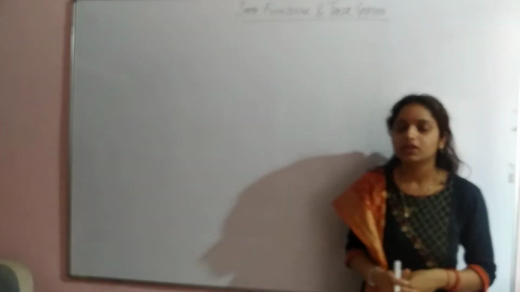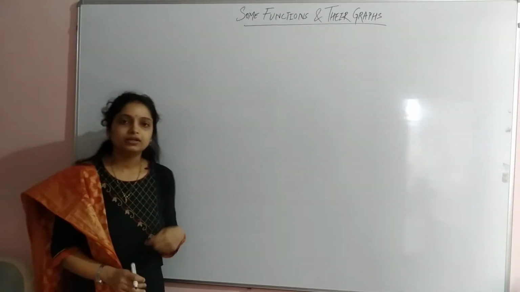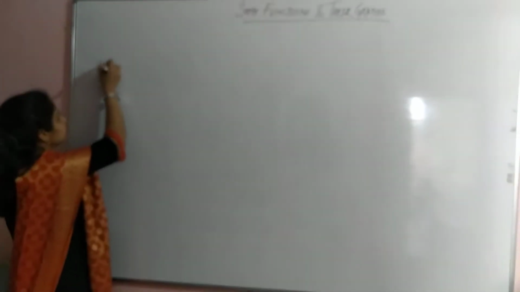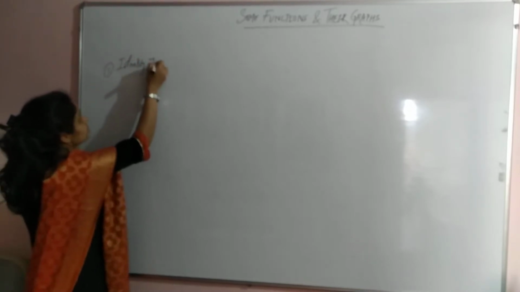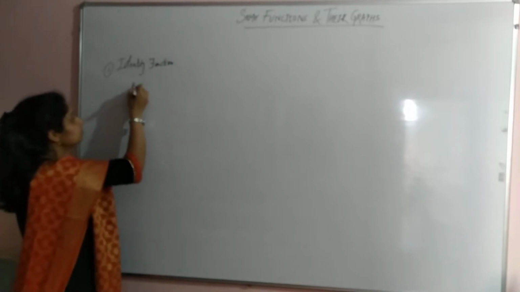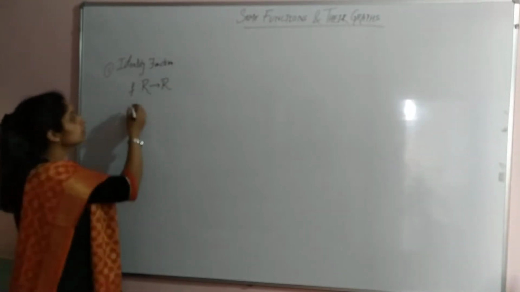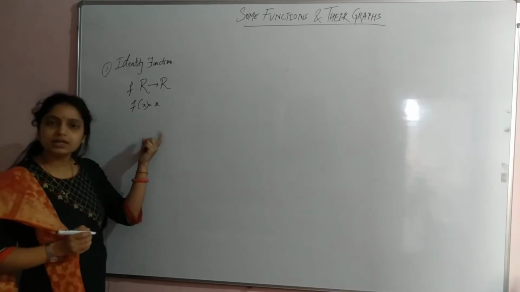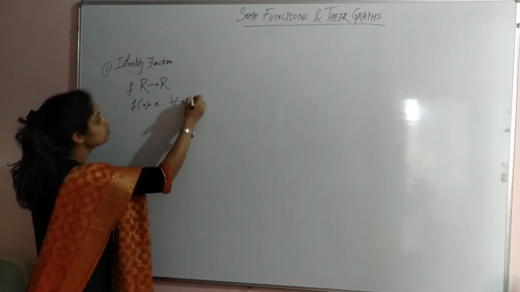Hello everyone. Today I am going to explain some standard graphs and some standard functions. The first function is the identity function. The identity function is defined from the set of real numbers to the set of real numbers in the form f(x) = x. This is the definition of the identity function for all x belongs to R.